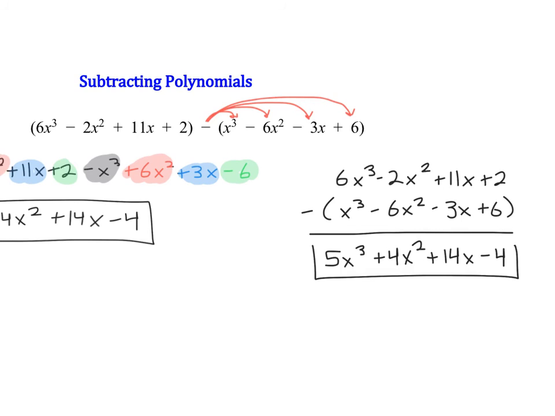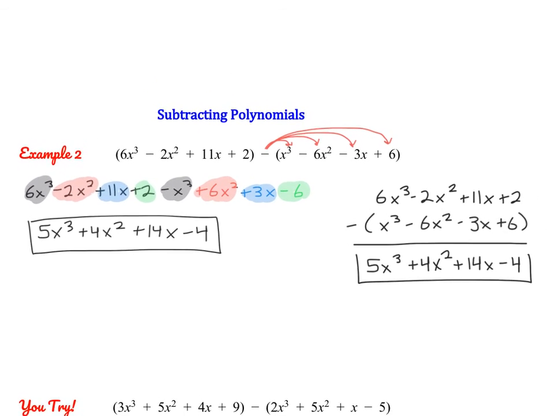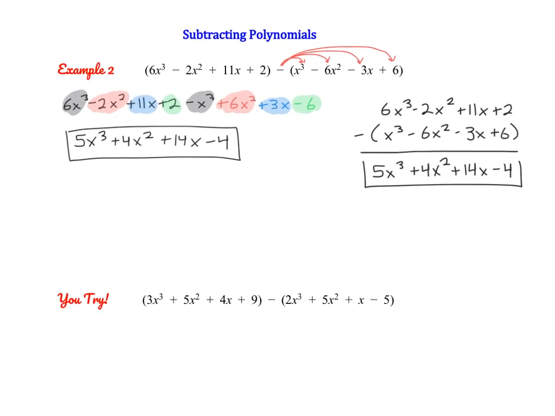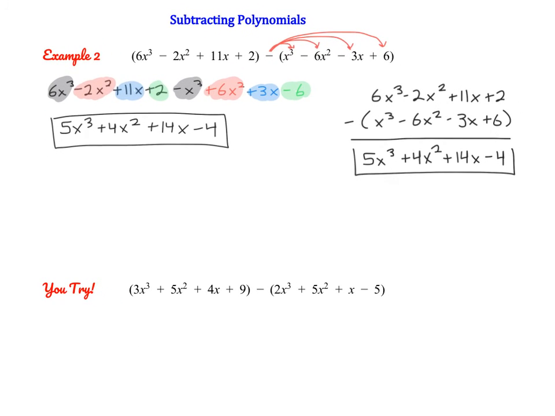So the vertical method works perfectly well for these types of problems, but you do need to remember that you're subtracting every single term. And remember, when you subtract a negative, it's actually adding. So whichever one you prefer, whether you want to distribute the negative and then combine like terms, or you can subtract them vertically, both will give you the same result. Okay, go ahead and pause the video and give this last one a try.